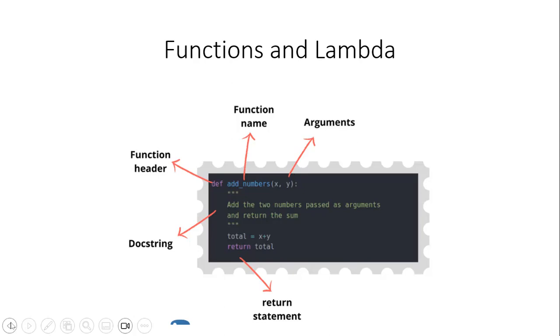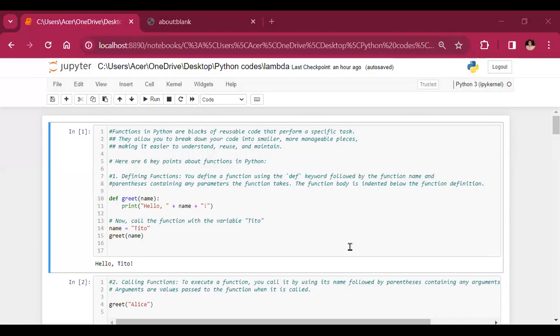And when we're talking about functions and Lambda, we are talking about creating user-defined functions, not the inbuilt functions within Python. So let's go ahead and see what are the 6 key points about functions in Python.